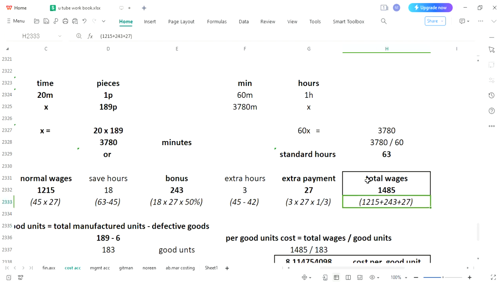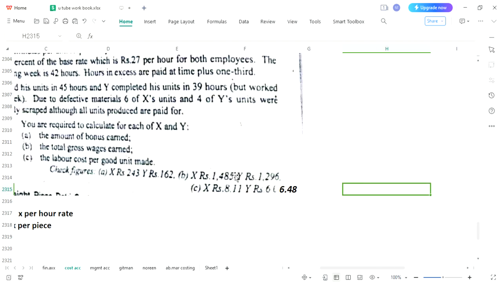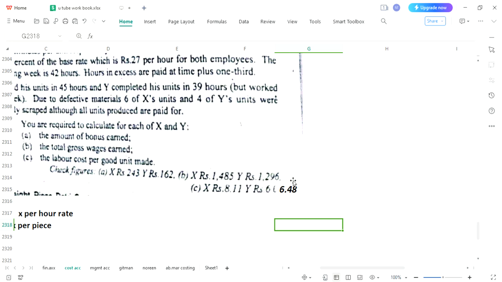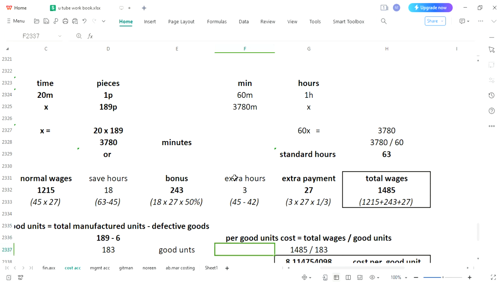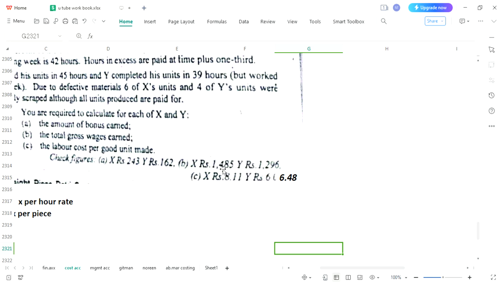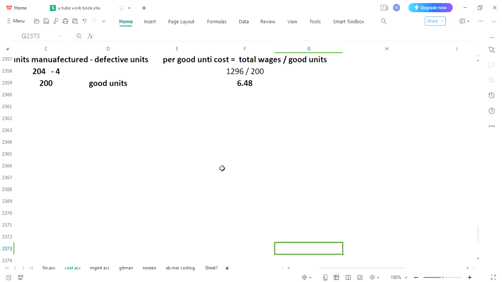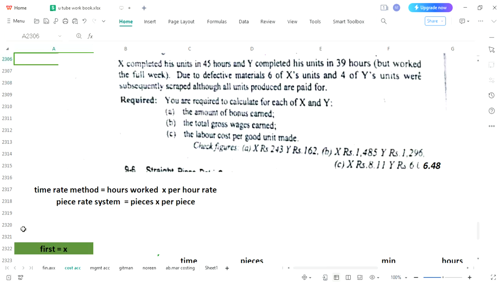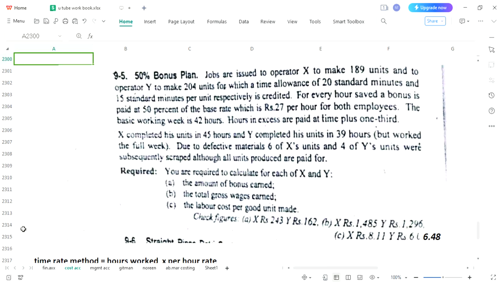So 243 and 162. These are the wages we have calculated for X: 1485, and for Y we have calculated 1296. Then we have calculated the per unit cost, 8.11 for X, and then the per unit cost for Y, 6.48. In this way we have reviewed every part of the question, and I'm very hopeful that you people have understood well about the question.